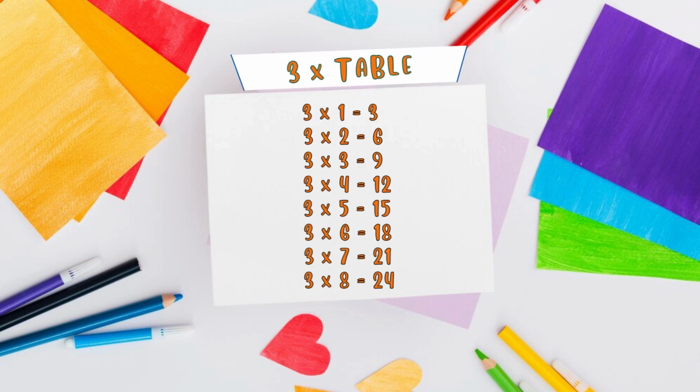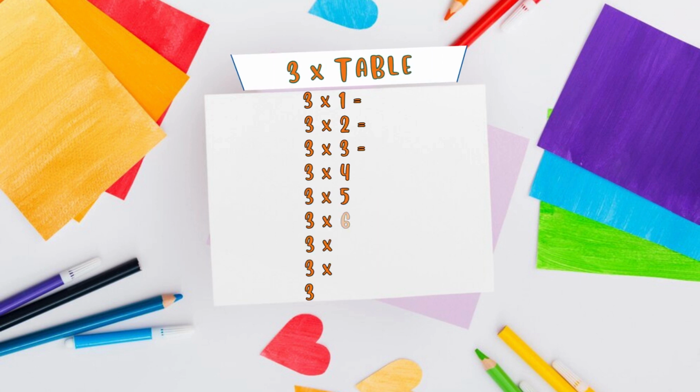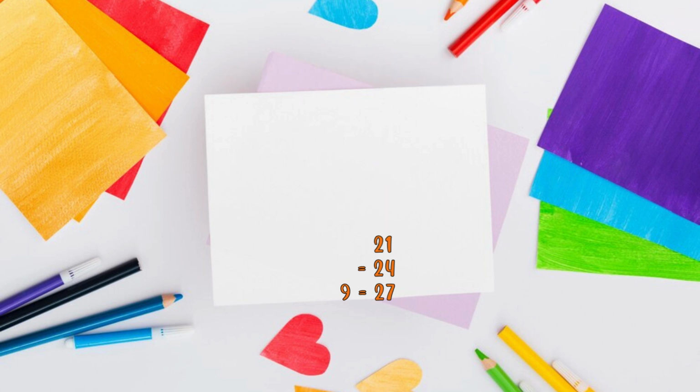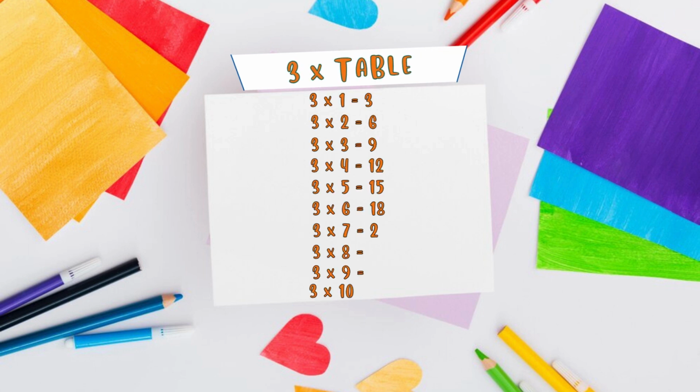3 times 8 is 24. 3 times 9 is 27. 3 times 10 is 30.